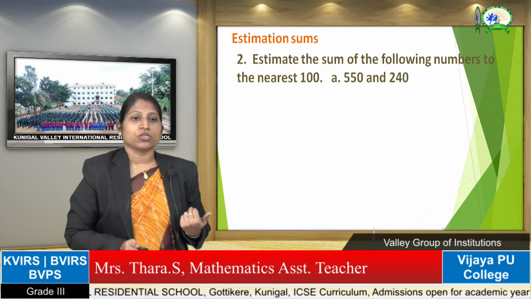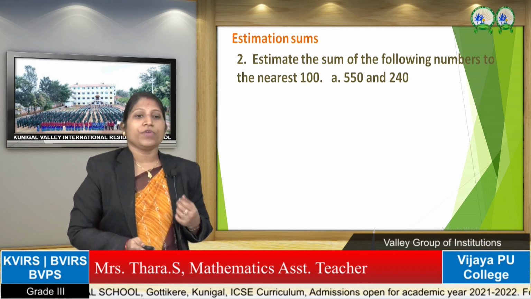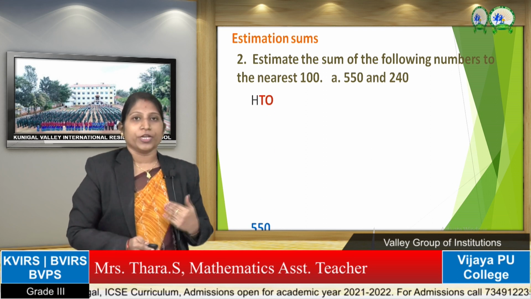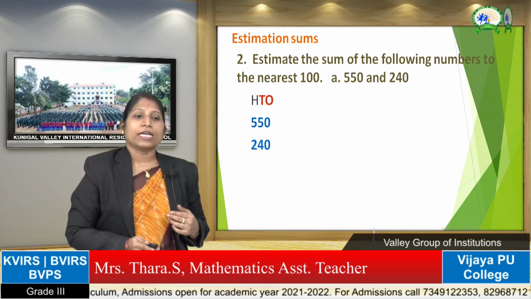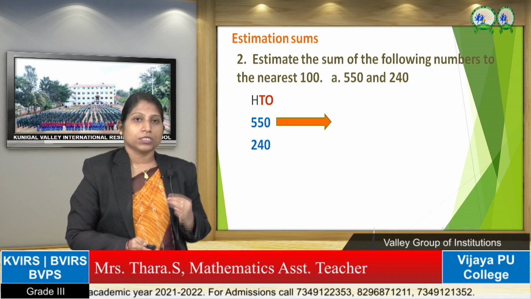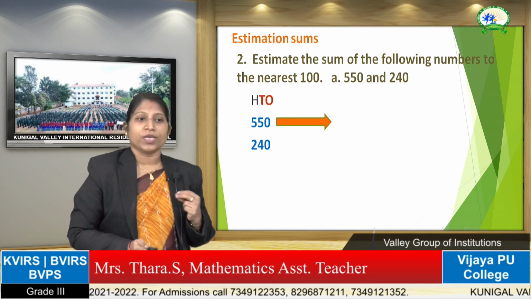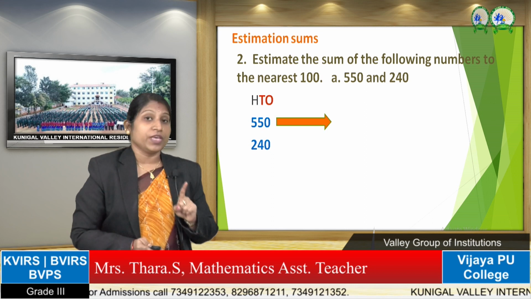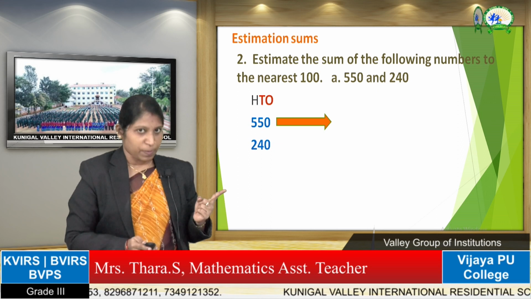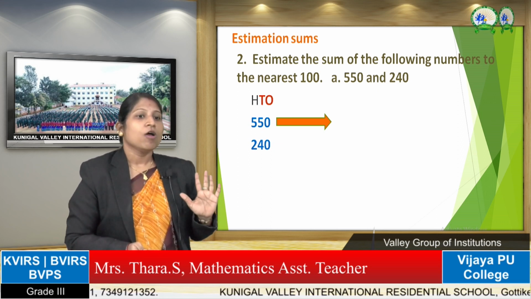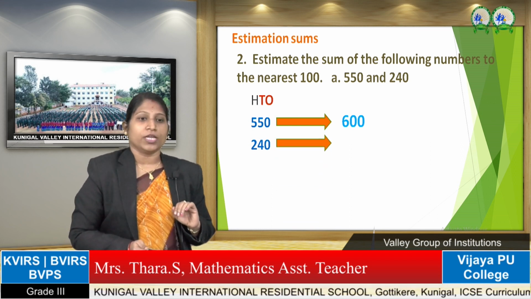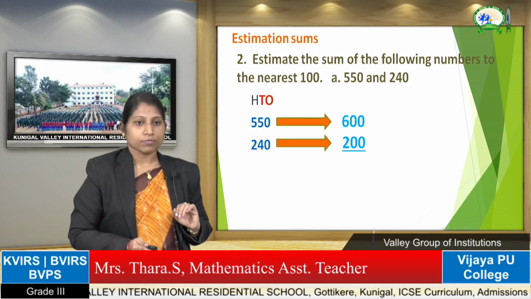Next, see the estimation of a sum to the nearest 100. We have the question 550 and 240. Place them according to their places, 550 and 240. If you estimate 550 to the nearest 100, what does it become? 0 becomes 0, 5 becomes 0, and in the tens place we have a 5, so it is equal to 5. Add 1 to the hundreds place digit. The hundreds place digit is 5, and 5 plus 1 is 6. 600. And if you estimate 240, it will become 200.